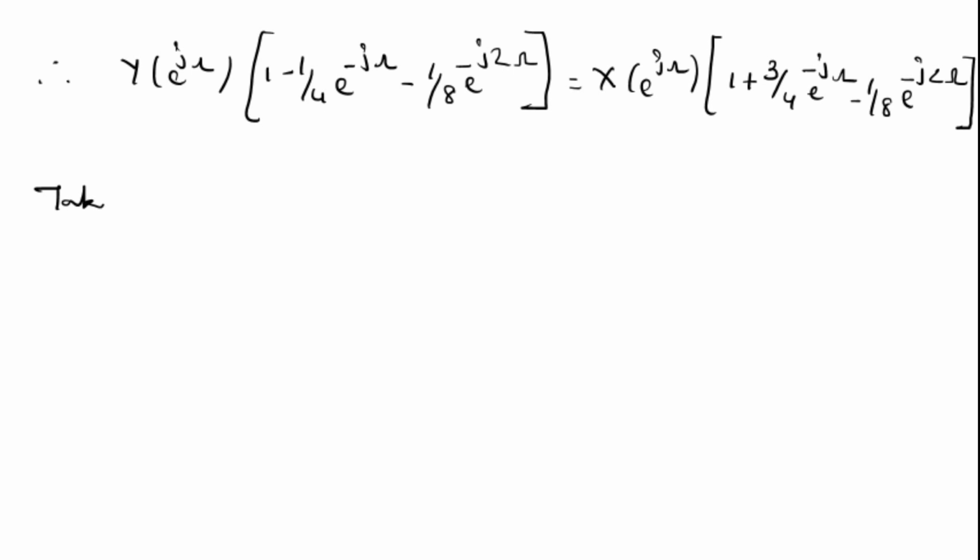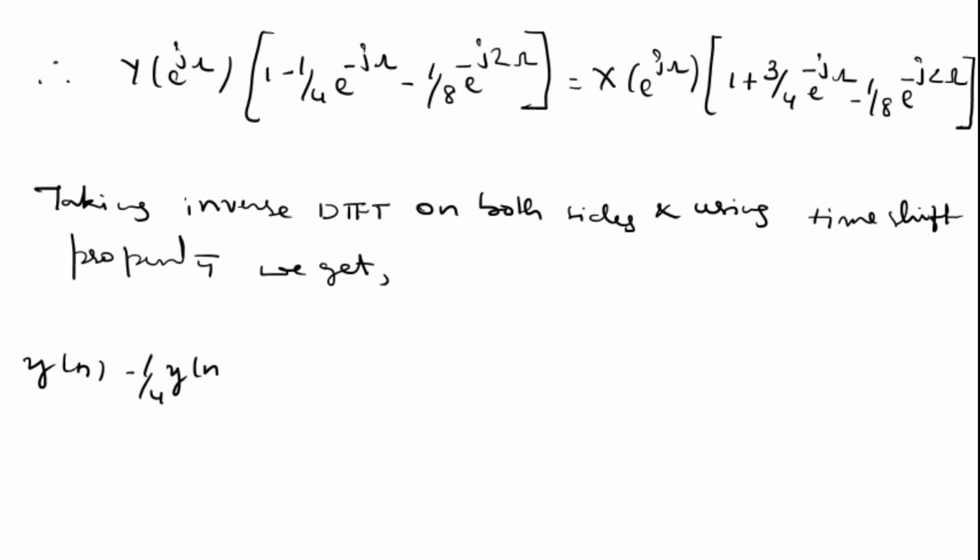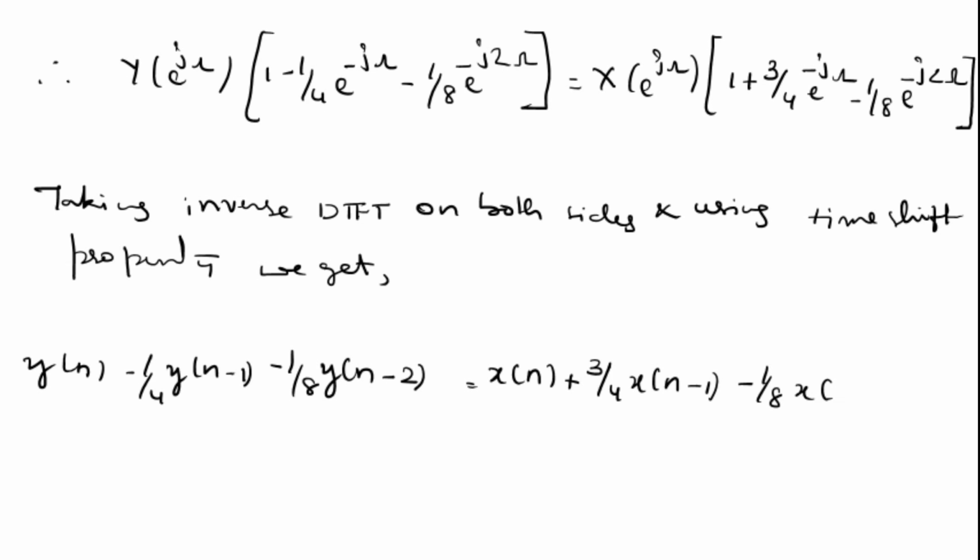Then by taking inverse DTFT on both sides and using the time shift property, we get y(n) − ¼y(n−1) − ⅛y(n−2) = x(n) + ¾x(n−1) − ⅛x(n−2).